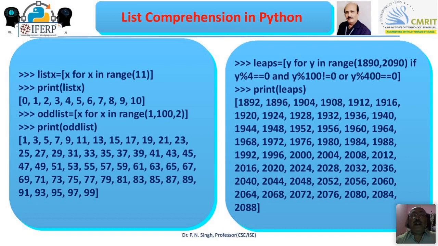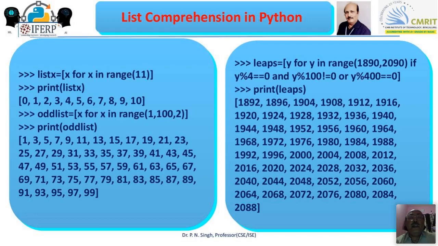So y for y, here the year variable name is taken, in the range 1890 to 2090. Especially I have taken this because the general concept is that if a year is divided by 4, it is a leap year. But if it is a century year, it must be divided by 400 also. So 1900 is divisible by 4, but since it is a century year, it must be divisible by 400 also. For that, this list comprehension is written.